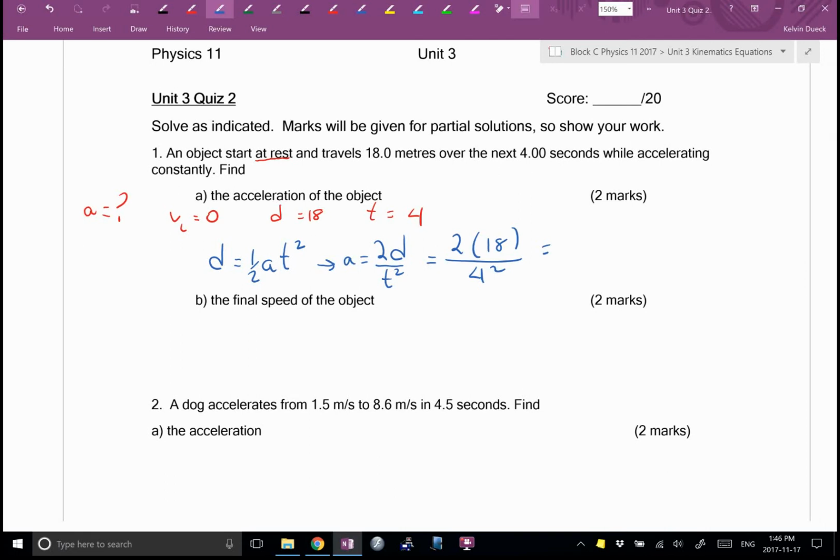No, I made a mistake. Is it 4? No. Do it. 36 divided by 16. Divide by 4. It's going to be 9 over 4. 2.25. I was twice as big as I should have been. 2.25, yes? Wow. 2.25 what? Units. It's an acceleration.